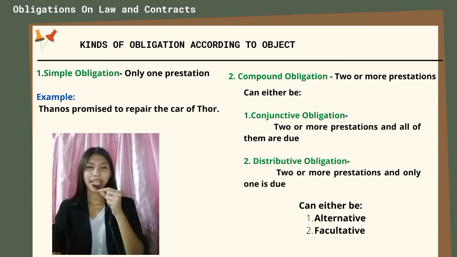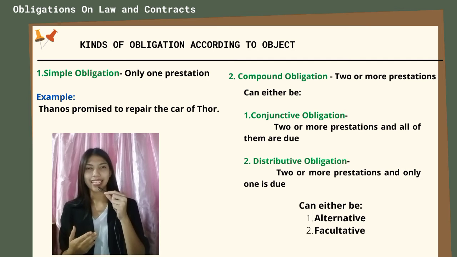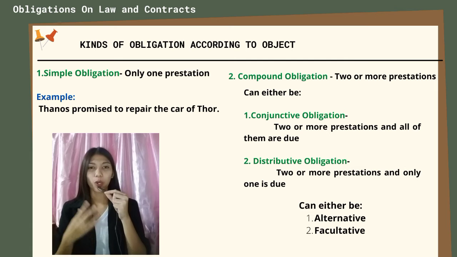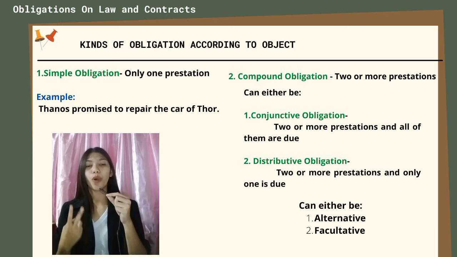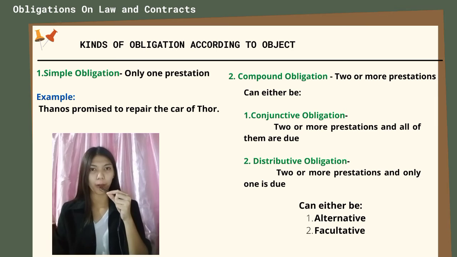So ikaduha, we have compound obligation. Now from the word compound, makabalo na ta nga it's more than just one prestation. It deals with more than just one object. And so compound obligation is where there are two or more prestations. And then compound obligation can either be conjunctive or distributive obligation.